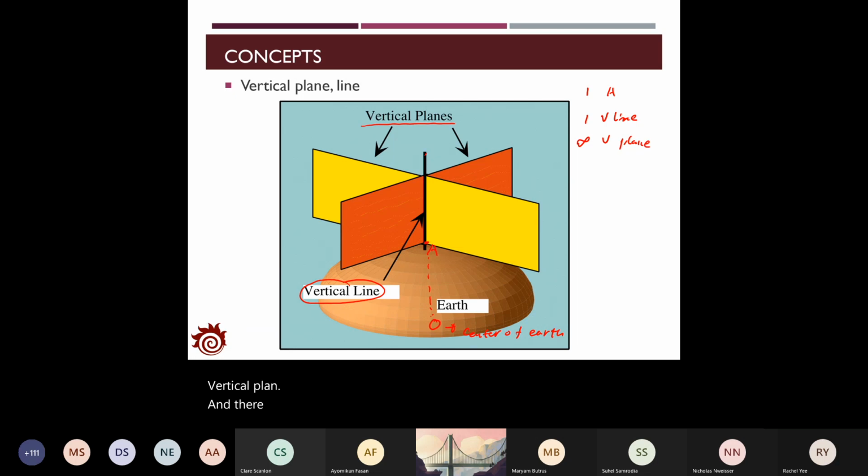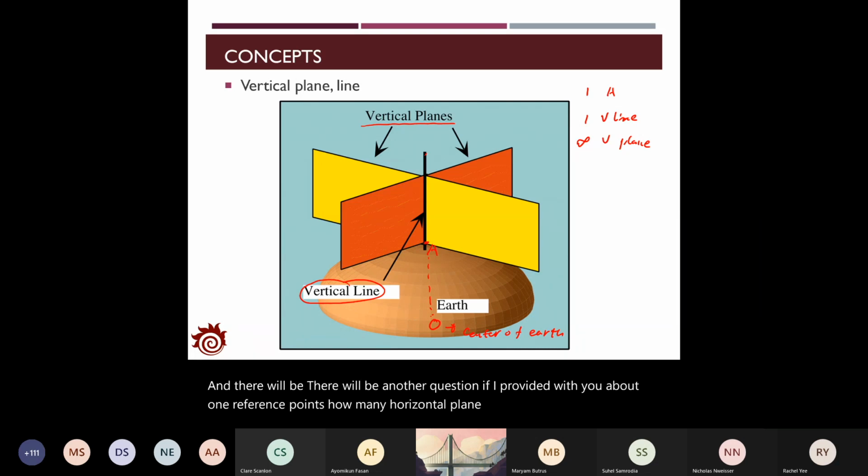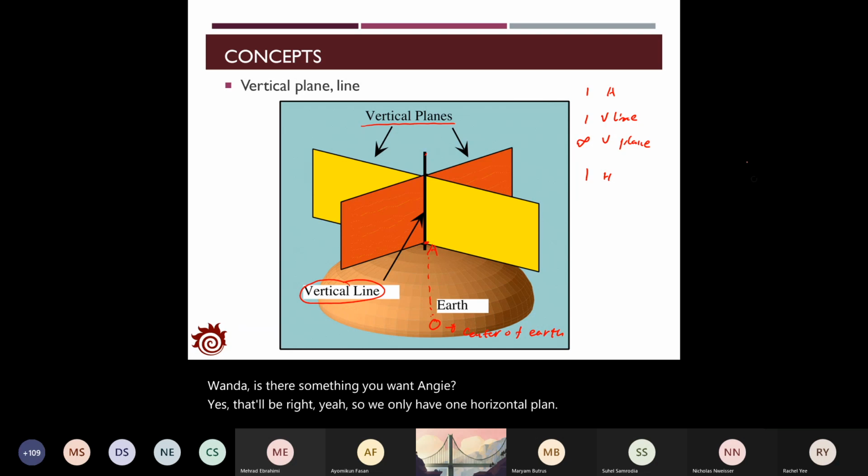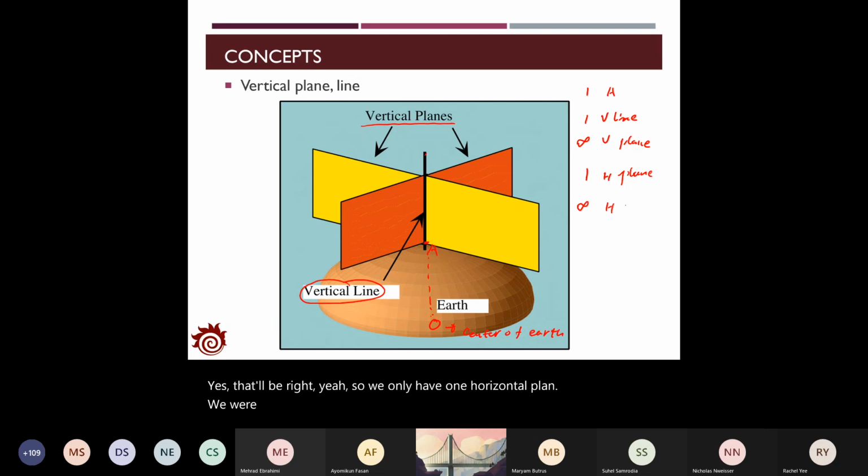And there will be another question. If I provide you with one reference point, how many horizontal planes can you find? Does anyone have ideas about how many horizontal planes you can find? Would it be only one because there's only one tangent? Yes, that would be right. So we will only have one horizontal plane, but we will have an infinite number of horizontal lines. Those will be lines along the horizontal plane.